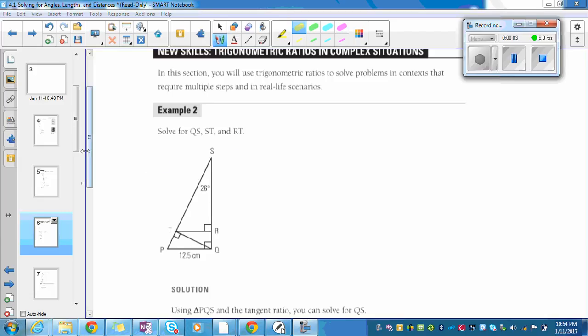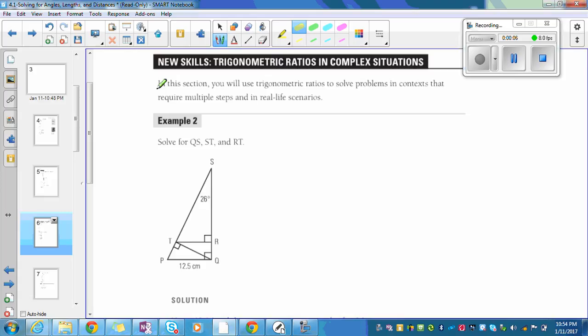So the next part of 4.1 is looking at trigonometric ratios in complex situations. Basically, we're going to get a bunch of right triangles all stuck in a jumble together. If we look at this next example, we can see there's a big right triangle, triangle QSP, right in here. There's a smaller triangle in here, triangle STR. And then there are also these little triangles off to the side. RTQ is a right triangle, as well as QTP is another right triangle.